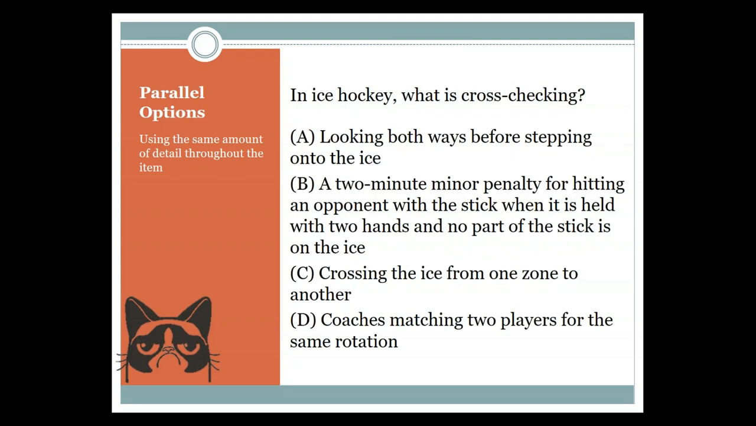Again, for parallel options, using the same amount of detail throughout is really important. The example given here is in ice hockey: what is cross-checking? So I have: looking both ways before stepping onto the ice; a 2-minute minor penalty for hitting an opponent with a stick when it is held with 2 hands and no part of the stick is on the ice; crossing the ice from one zone to another; or coaches matching 2 players for the same rotation.